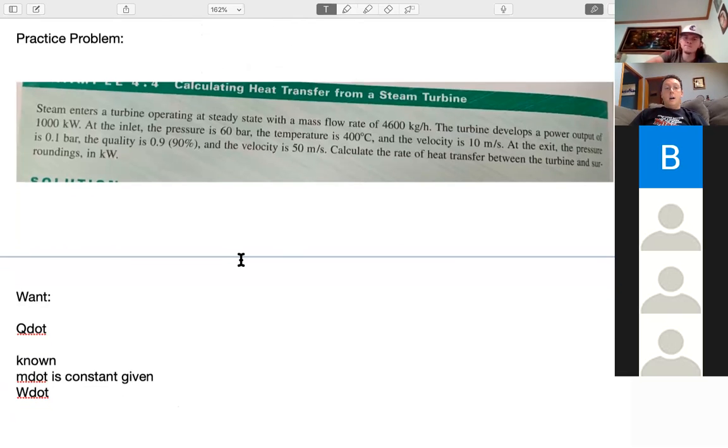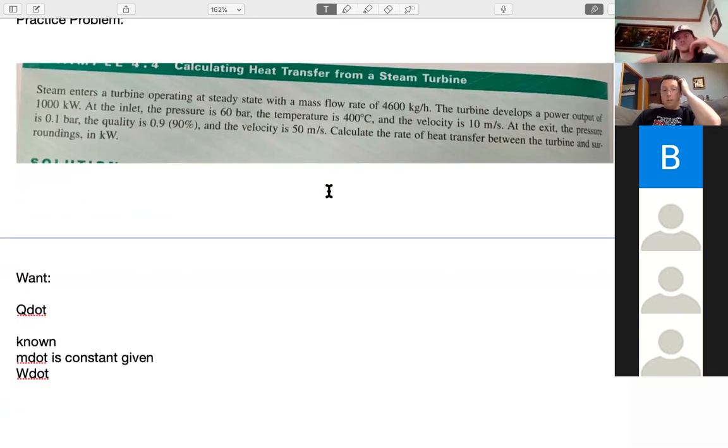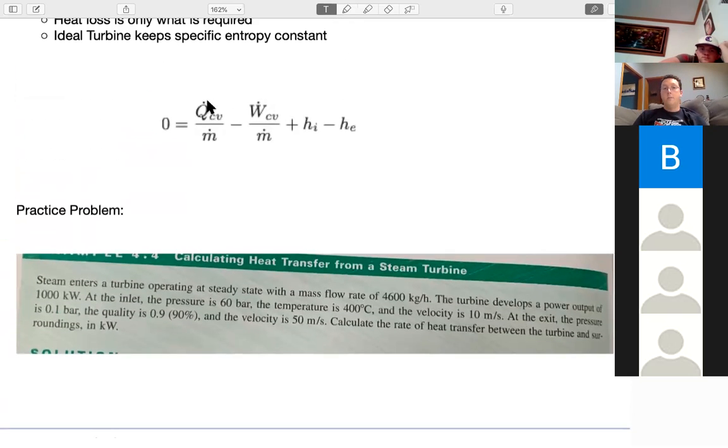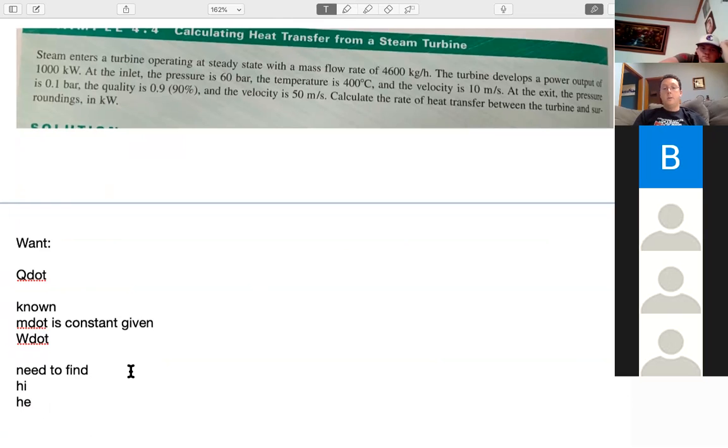And then I want Q dot. So I know these things. I know M dot. I want Q dot. So I need to find H in and H exit, right? In order to find Q dot, I need to find these. These are from the tables.